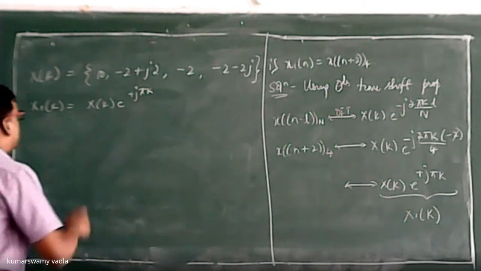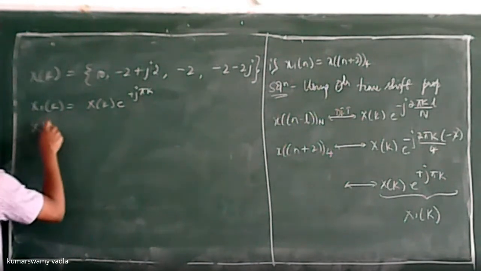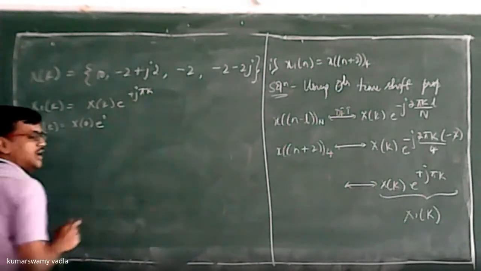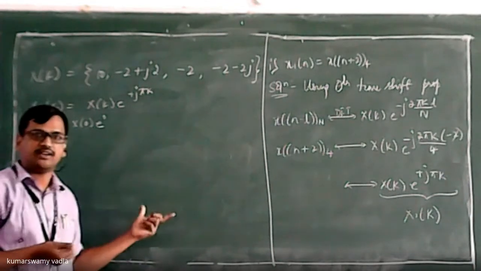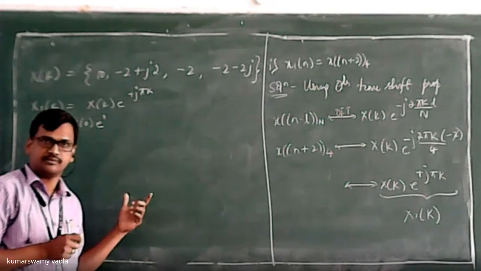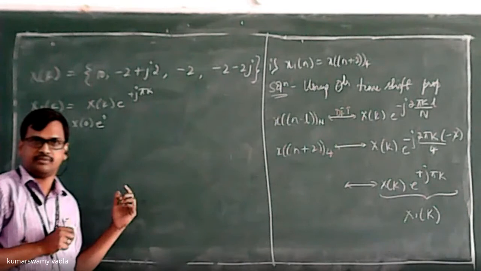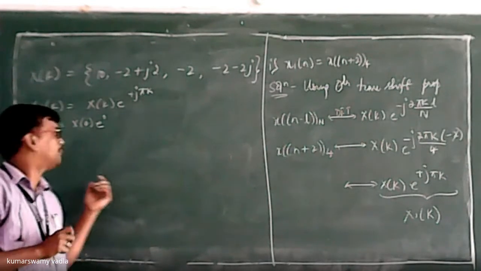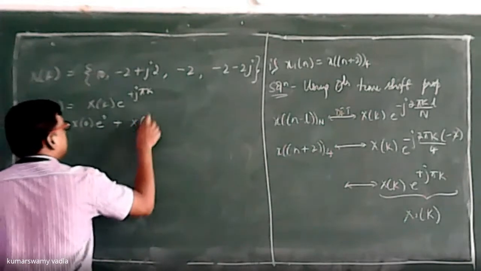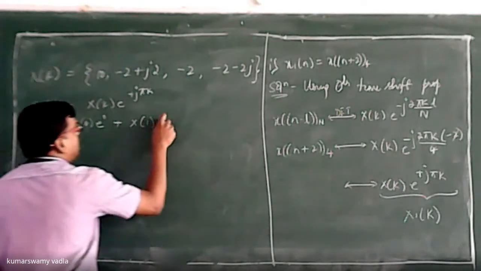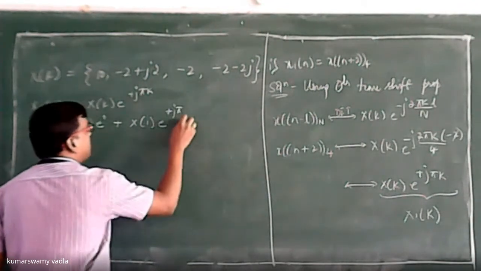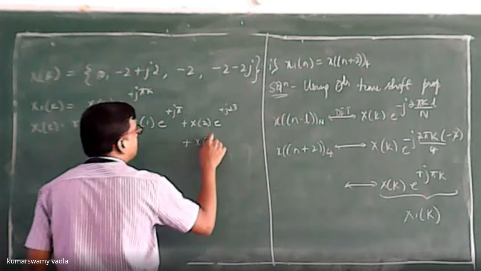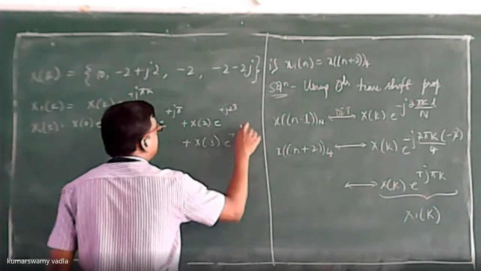Now you have this for 4 points. What will you have here? X1 of k is equal to X of 0 e power 0, substituting the value of k, plus X of 1, substituting k as 1, e power plus j pi, plus X of 2, e power plus j 2 pi, plus X of 3, e power plus j 3 pi. Are you getting the numerical, friends?